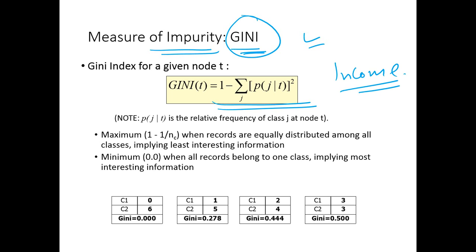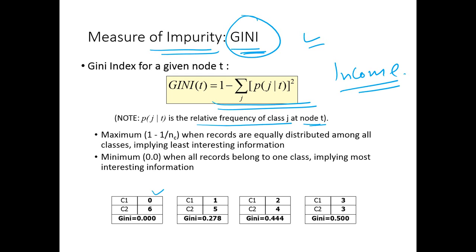So it's 1 minus summation of P j given T whole square. That's the relative frequency of class j at node T. You just square that, sum it across all classes, subtract it from 1, and you get the Gini index. We'll see how to calculate a Gini index. So here is an example. We have got C1 and C2.